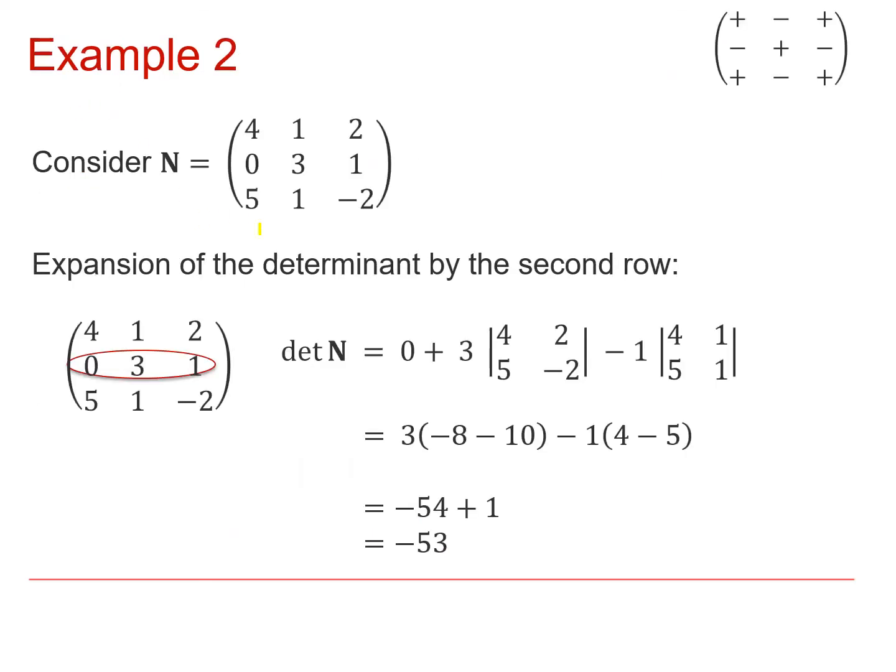Here's a second example then. We've got this matrix N, and it's worth considering expansion by the second row rather than the first. If we do so, you see I've saved a whole section of cofactor here. And as I work that through, I get down to minus 53 as my determinant.